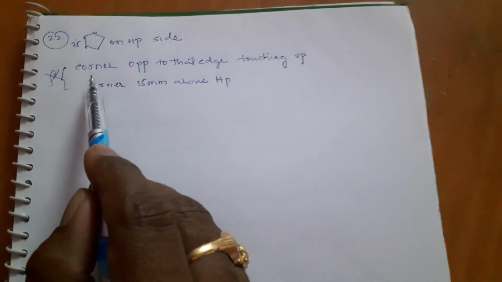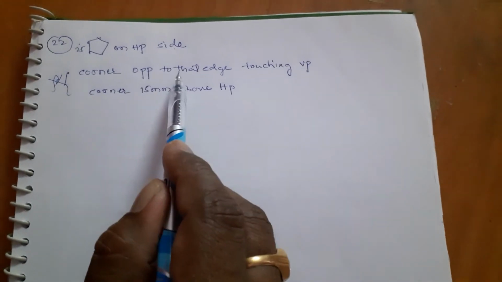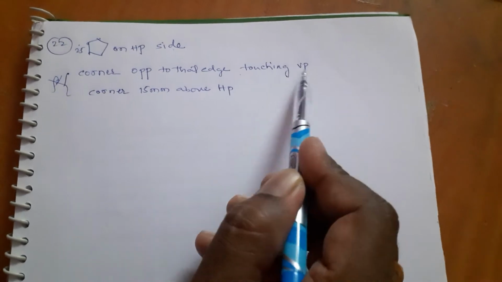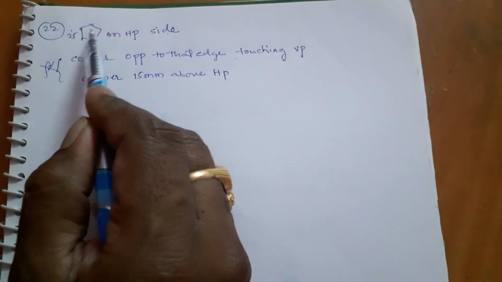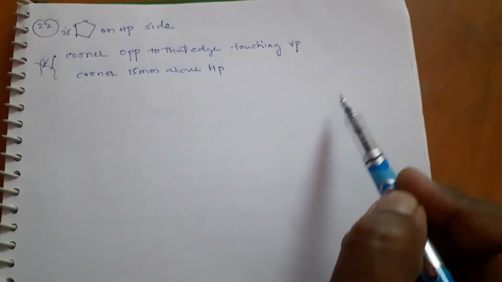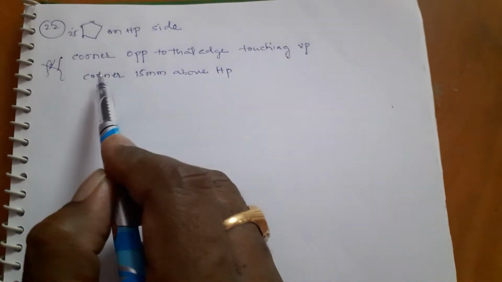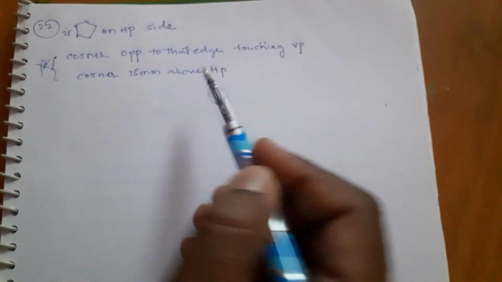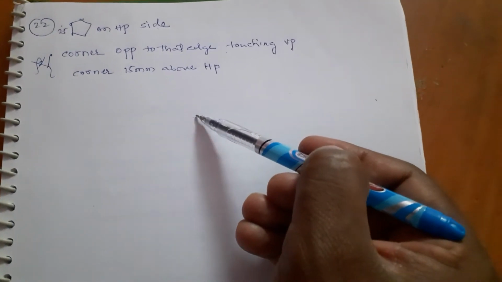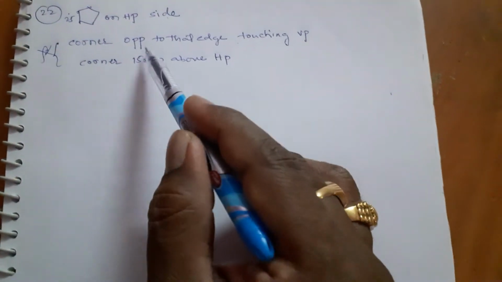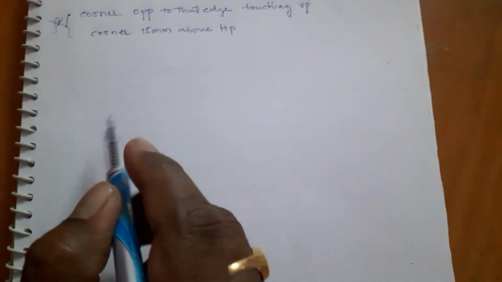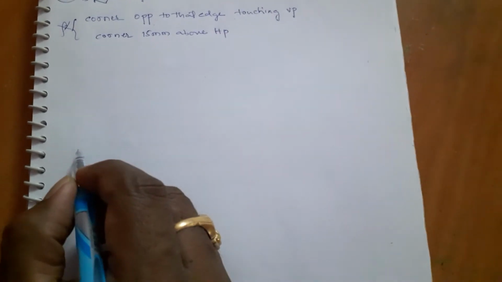So here what he said, the corner opposite to that edge touching VP. That means this is a side on which it rests. Opposite corner means this will touch the VP in the last stage. And the corner is 15 mm above HP. That means from the XY line it is 15 mm. So here the edge is resting, there is no beta angle. So I will just show you the solution.